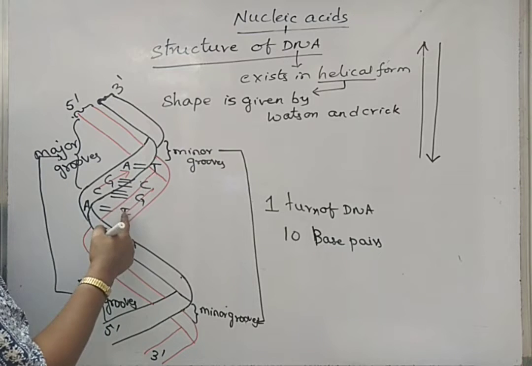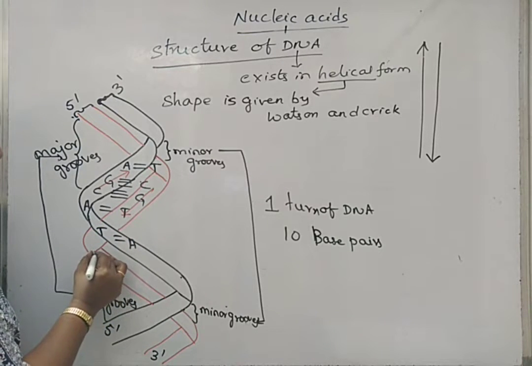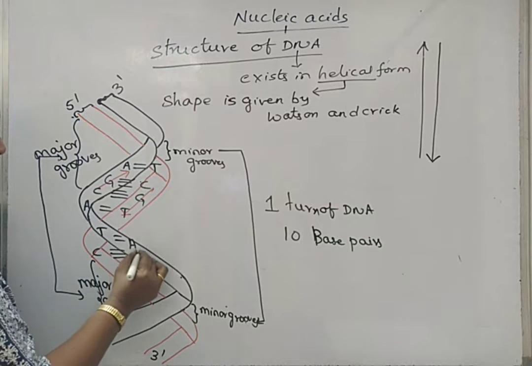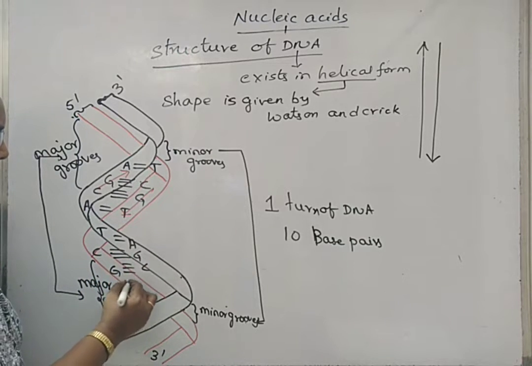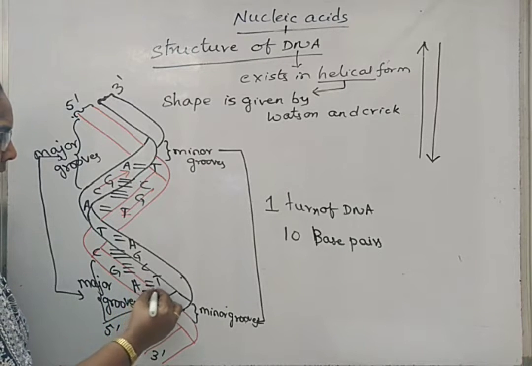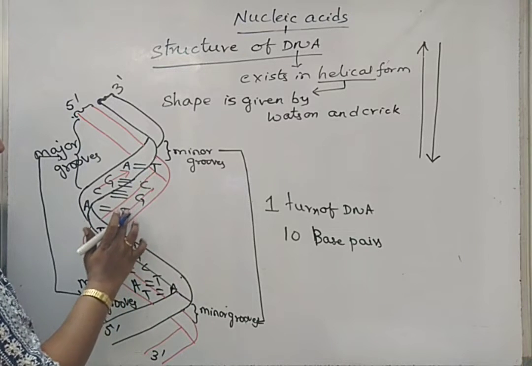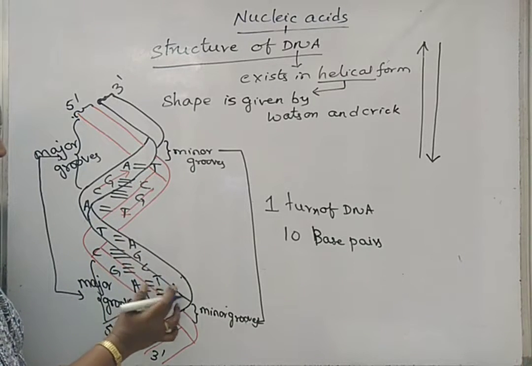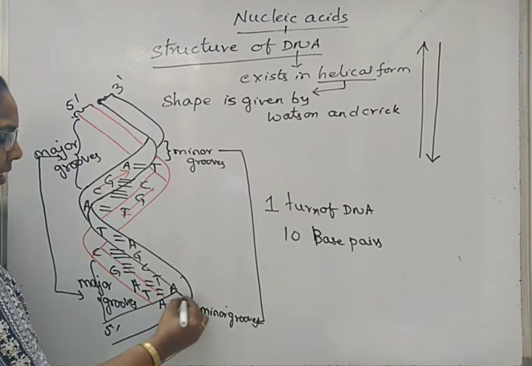1, 2, 3, 4, 5 we have written. Next, cytosine, triple bond with guanine, guanine, triple bond with cytosine, adenine, double bond with thymine, thymine, double bond with adenine. Next, 1, 2, 3, 4, 5, 6, 7, 8, 9. One more we have to write, like we can represent another adenine with a thymine.